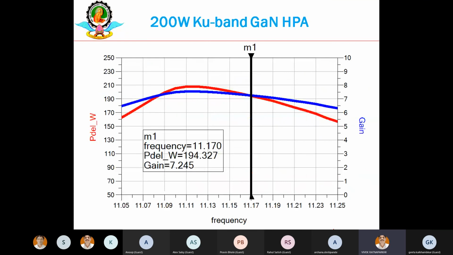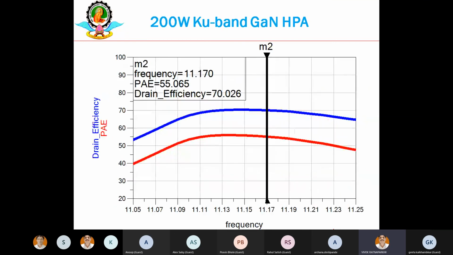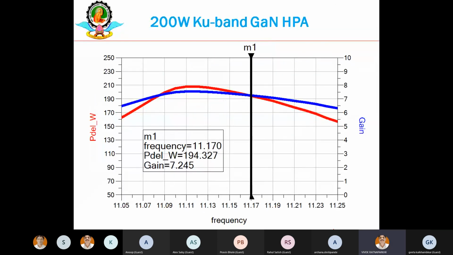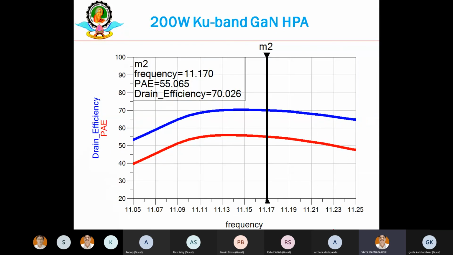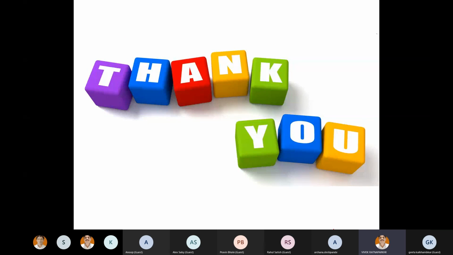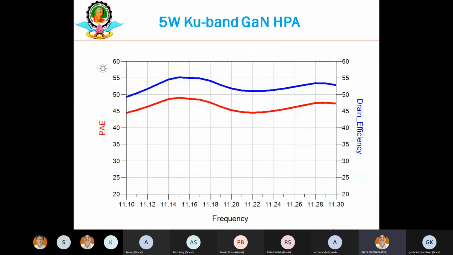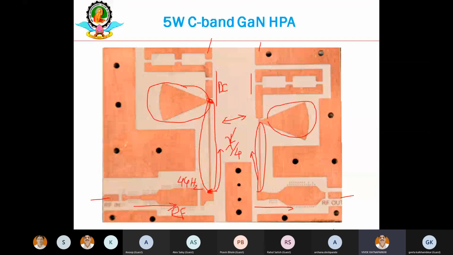Then I have used it with two power dividers and combiners, and I have made this 200-watt power amplifier. You can see here 194 watt is the output with a gain of 7.245. But make a note, all these results are software results. I have not done the complete fabrication flow. The work is still in progress. So who knows whether I get the results or not when this power amplifier is completely fabricated. It is very difficult to comment on that.